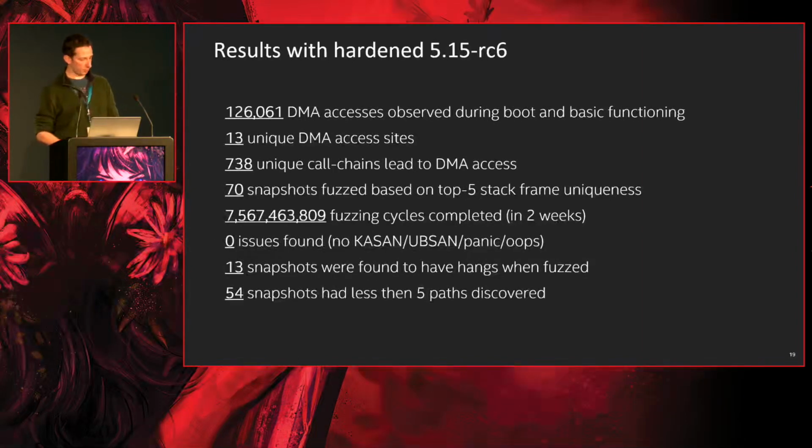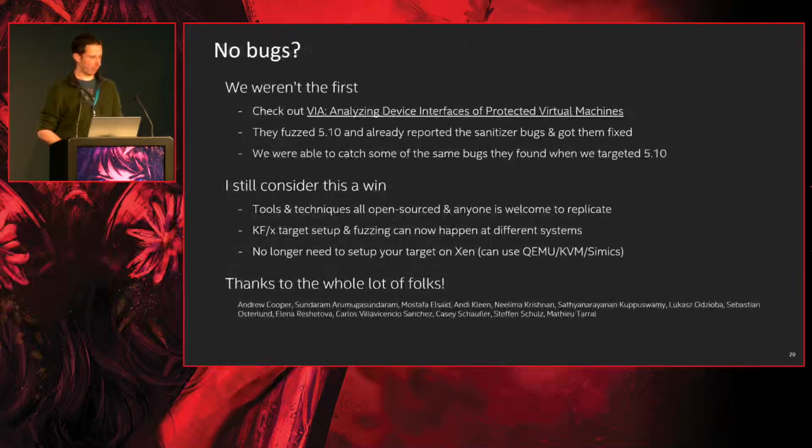Interestingly, out of those 70 snapshots, 54 had very low path discovery, right? So that's the downside of doing this automatically, that you will have a lot of overhead with fuzzing things that you might not have considered fuzzing if you did a code review. But on the other hand, CPU time is cheap, and if you can automate it, it's just the cost of doing business. So no bugs, right? That's the bummer.